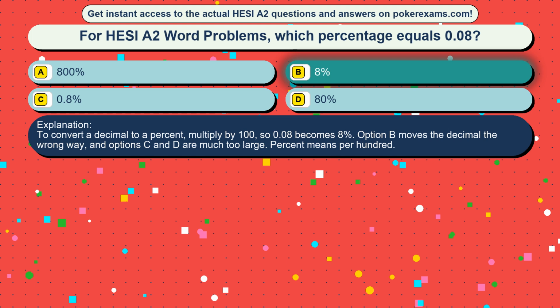To convert a decimal to a percent, multiply by 100, so 0.08 becomes 8%. Option B moves the decimal the wrong way, and options C and D are much too large. Percent means per hundred. Question 33.